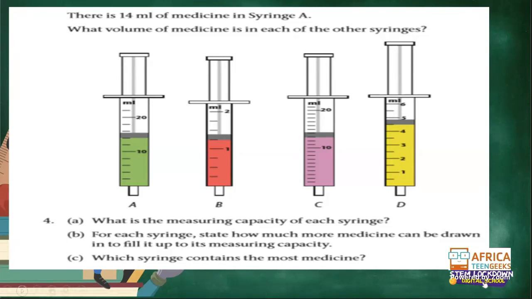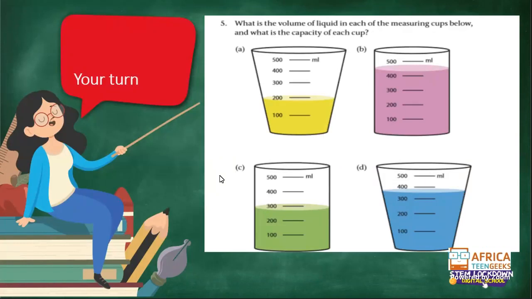Right, let's move on to our next slide. All right. Okay, for these ones, we have measurements, we have different containers, right? So what we'll be looking at is the volume. What is the volume of liquid in each of the measuring cups below? And what is the capacity of each cup? So we'll first look at A. We'll say what is the volume and what is the capacity of cup A. Then we'll move to B, C, and then D, right?